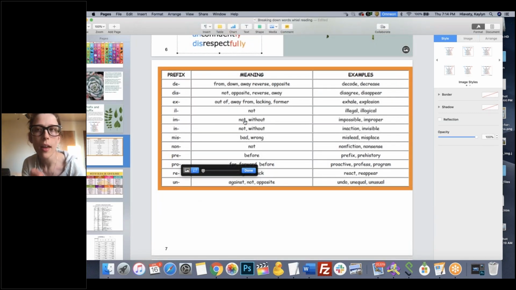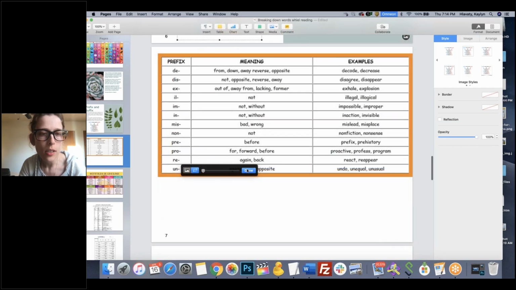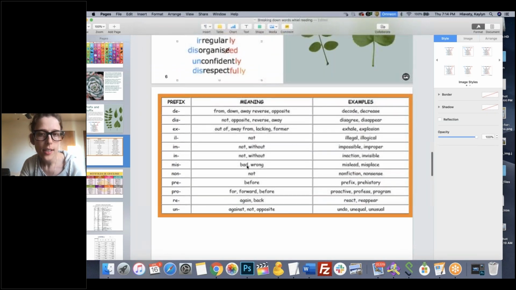And then, okay, so these are some more examples here. So for prefixes, this is a good chart. When I was first learning this, I would use flashcards. It helped me decide what a prefix would mean in front of a certain word.